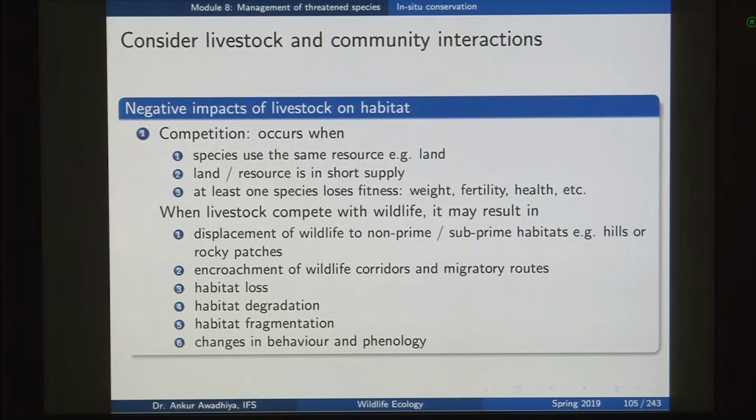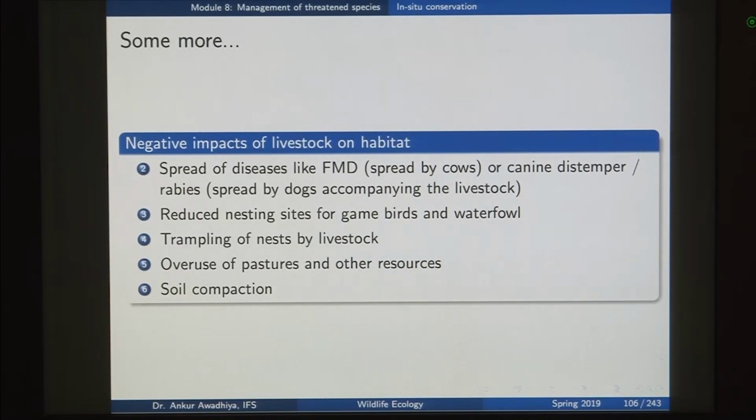And those negative impacts can be in terms of displacement. So, we looked at habitat displacement in the last lecture as well. So, displacement of wildlife to non-prime or subprime habitats like hills or rocky patches, or it could lead to encroachment of wildlife corridors and migratory routes, or even degradation and loss of habitats, or fragmentation of habitat, or changes in behavior of the wild animals, or in the phenology of some plants, or it can even lead to spread of diseases. So, if you have cattle that are bringing in foot and mouth disease from outside, they can spread it to the wild animals as well, or if you have dogs that are bringing in canine distemper or rabies, then that can also get spread to the wild animals.